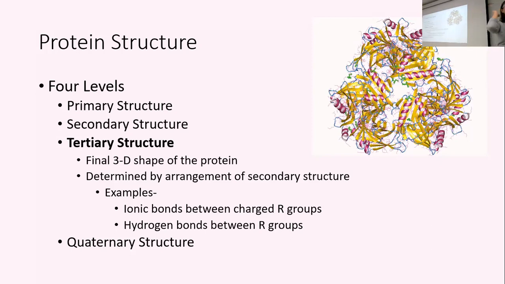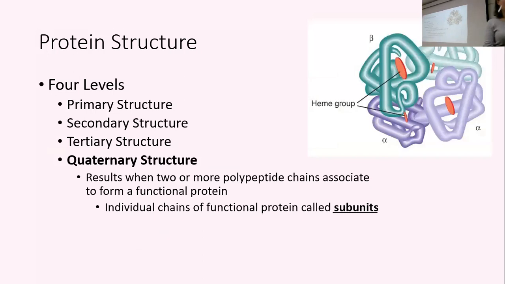Right. Lastly, we have quaternary structure. All right, so we've got our amino acid chain. We had some hydrogen bonding that happened, kind of made us some coils and sheets. And then all of that, the R groups start interacting, folding everything together. And then quaternary structure happens when two or more of these chains then link together.